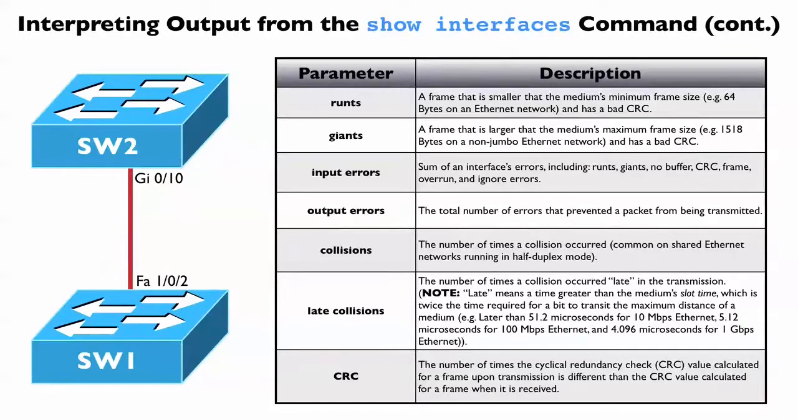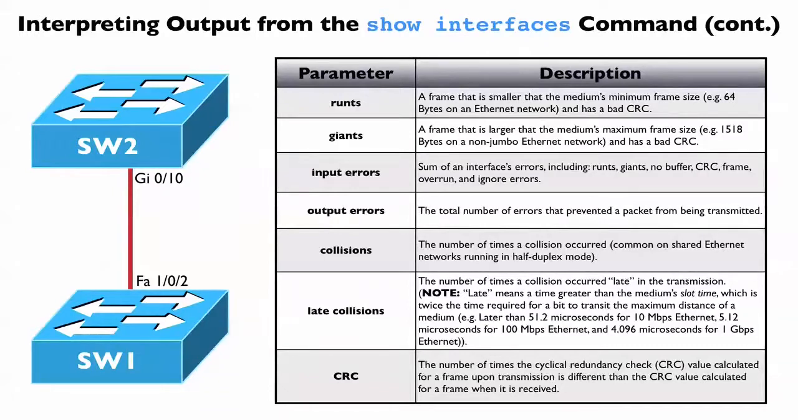We've talked already about collisions. That can show up in the show interfaces output. This is the number of times that we had a couple of stations transmit at about the same time on the same shared Ethernet segment. And this is a common thing if we're running in half-duplex mode and we have multiple stations sharing an Ethernet segment. It's not very common in switches because normally in switches we can run in full duplex mode. We don't even run CSMA-CD, carrier sense multiple access with collision detection. Collisions don't occur usually.